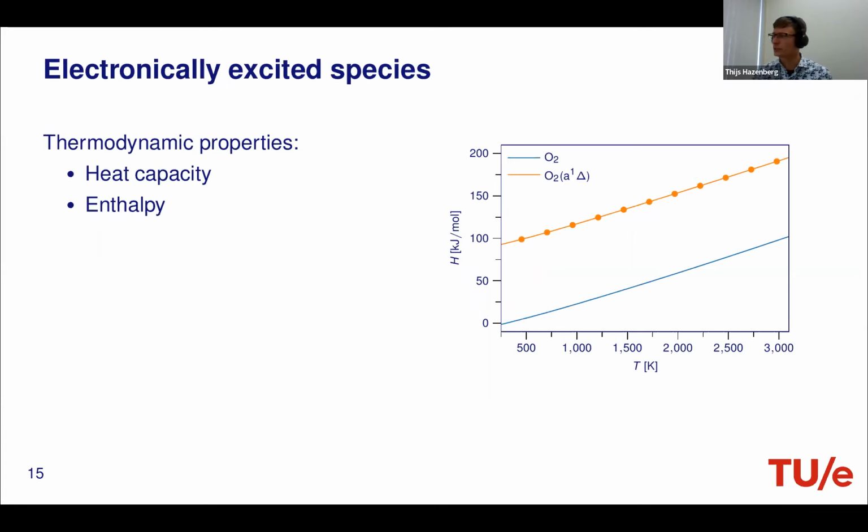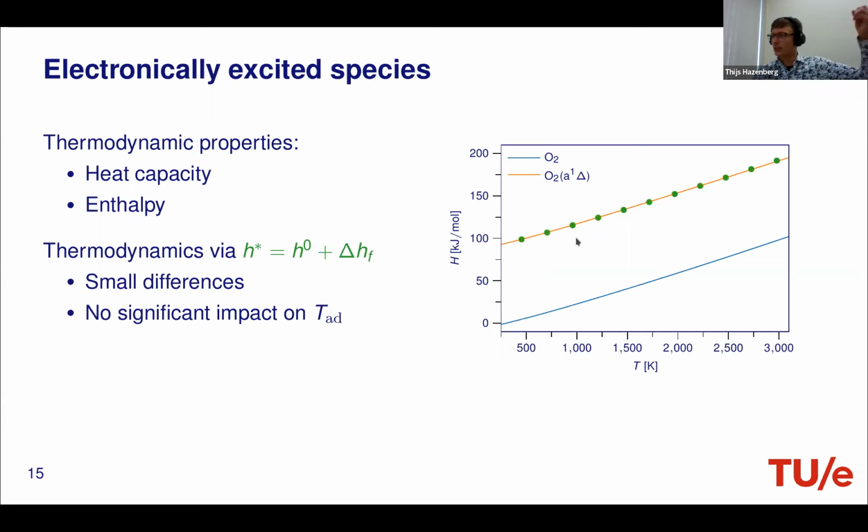What is often done in the literature, when we want to model this oxygen in the singlet state, is that we assume that the energy of this excited oxygen species can be obtained by having the original polynomial and then adding an offset enthalpy to it. And in the case of this oxygen species, this still works with a reasonable accuracy. What that means is that this will not significantly impact the adiabatic flame temperature.